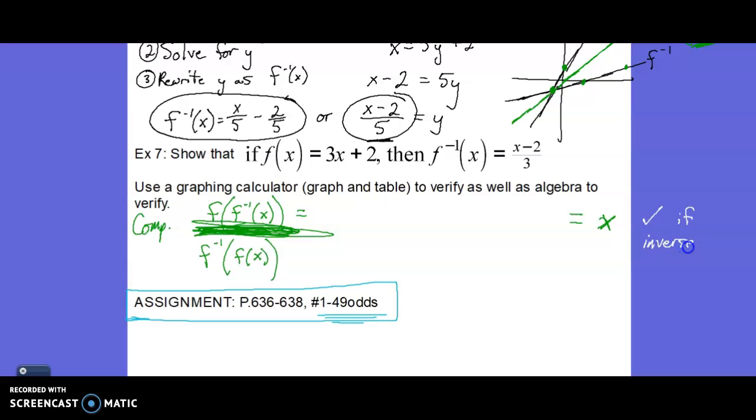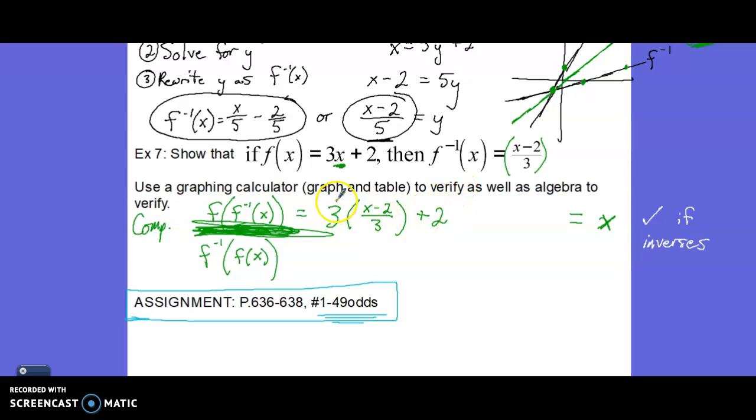So that's why we spent a good chunk of time in section 1 practicing the composition function, because you take the inner function, which is the inverse in this case, x minus 2 over 3, and you're replacing this x minus 2 over 3 in for this x. So what that means is I still have 3 times this replacement plus 2.